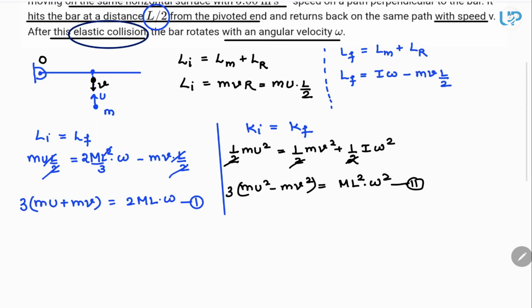So on solving these two equations, we will get the value of omega and the value of v. I'm going to write the value of omega, which you have to calculate by solving these two equations, and the omega will come out to be 6.98 radian per second.